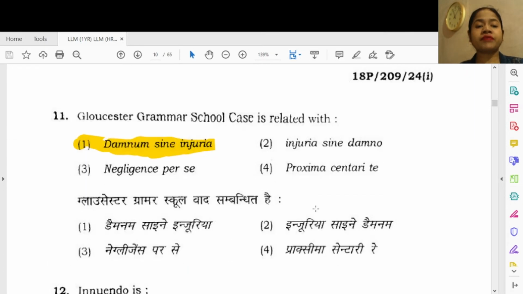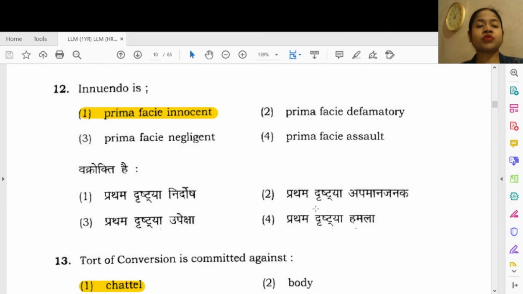Question number 11, Gloucester Grammar School case is related with, this option number 1, damnum sine injuria. Damnum sine injuria means there is a physical wrong but there is an absence of legal wrong and it is actually not enforceable. Question number 12, innuendo.